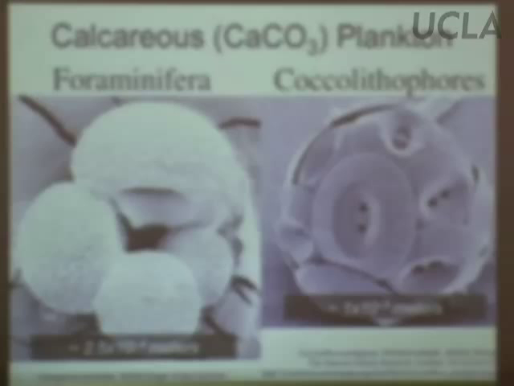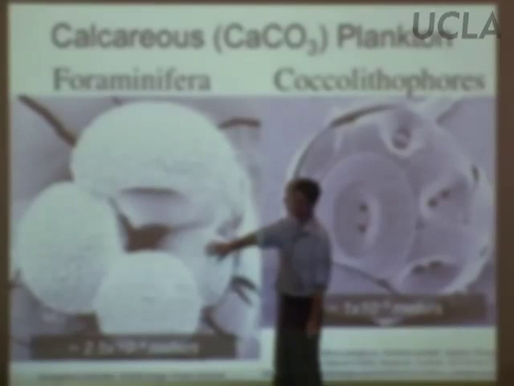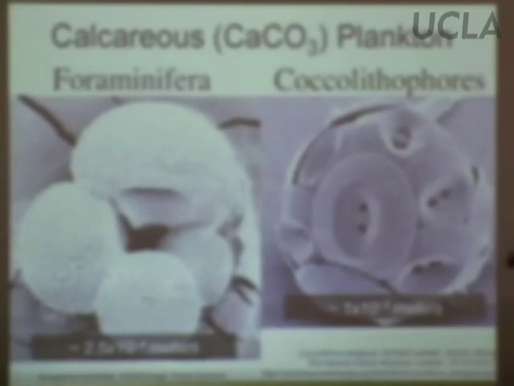And it turns out that this organism is animal-like. It consumes other organisms to make its living. Coccolithophores are actually primary producers. You can think of them as being somewhat analogous to plants. They do photosynthesis in the ocean.